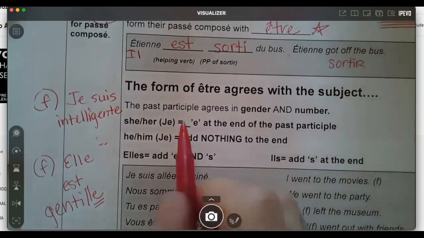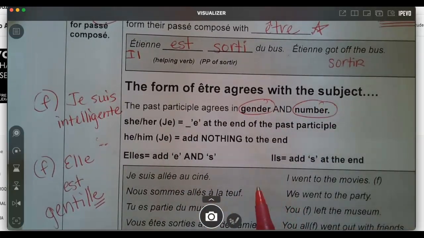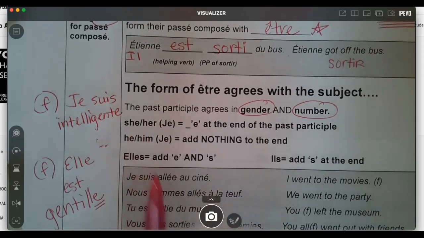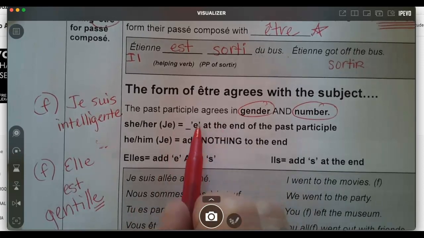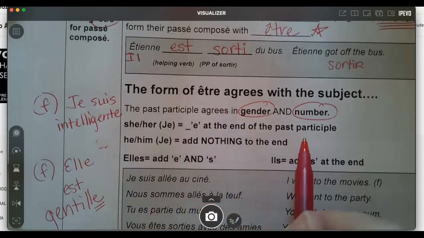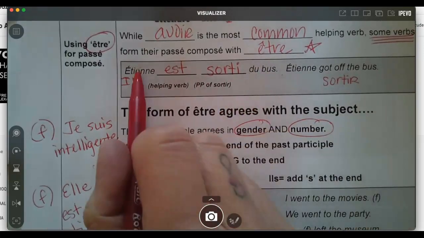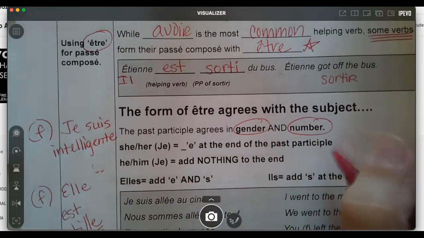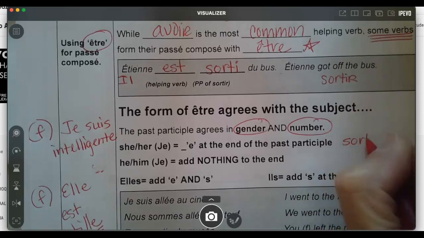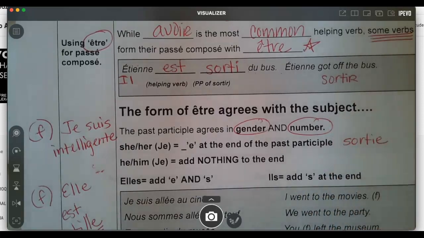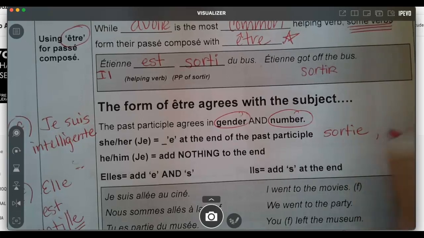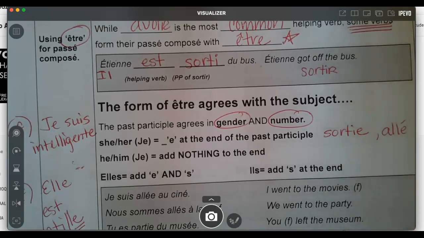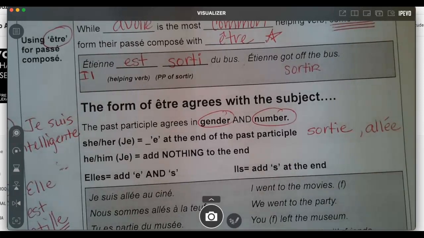All right, so here's what that looks like. Has to agree in gender and number. So if we're doing she, her for je, if this I is a she, her, we have to put an E at the end of the past participle. So if I look at sorti, if this was a she, her, sorti would become sortie. Another one would be aller. Aller would become allée with an extra E.